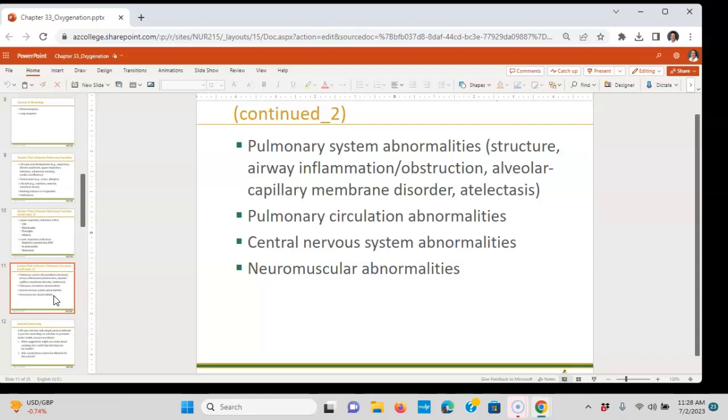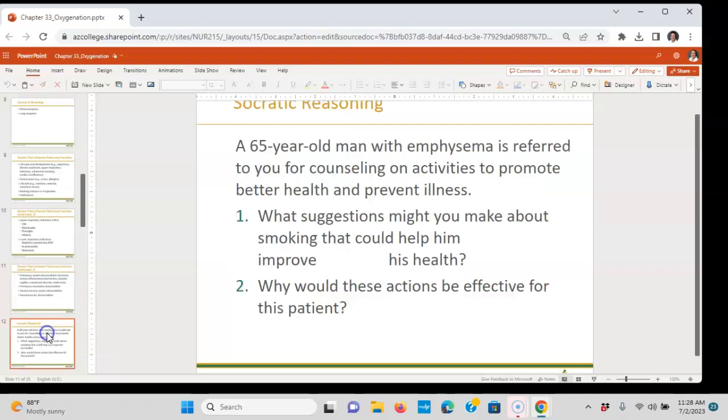Pulmonary circulation problems, central nervous system problems, neuromuscular. With abnormalities in the central nervous system, if you get hit on the head, your receptors aren't telling you to breathe. You have hypoxemia.